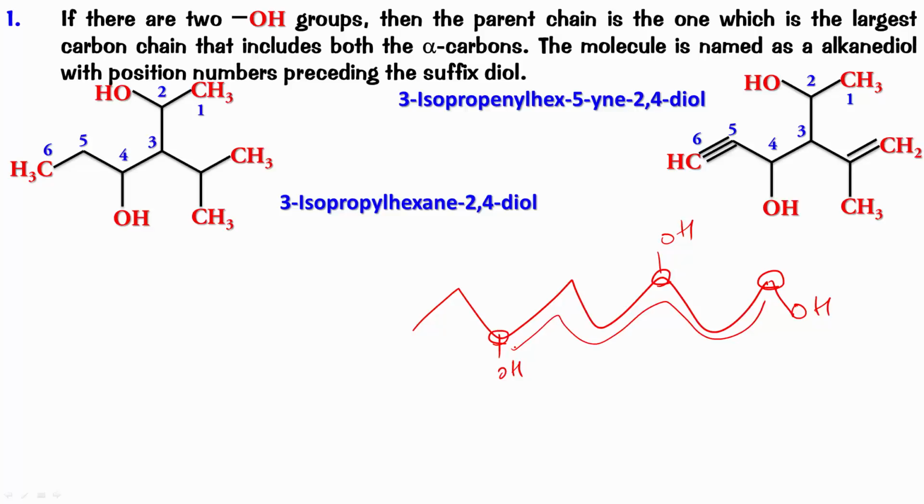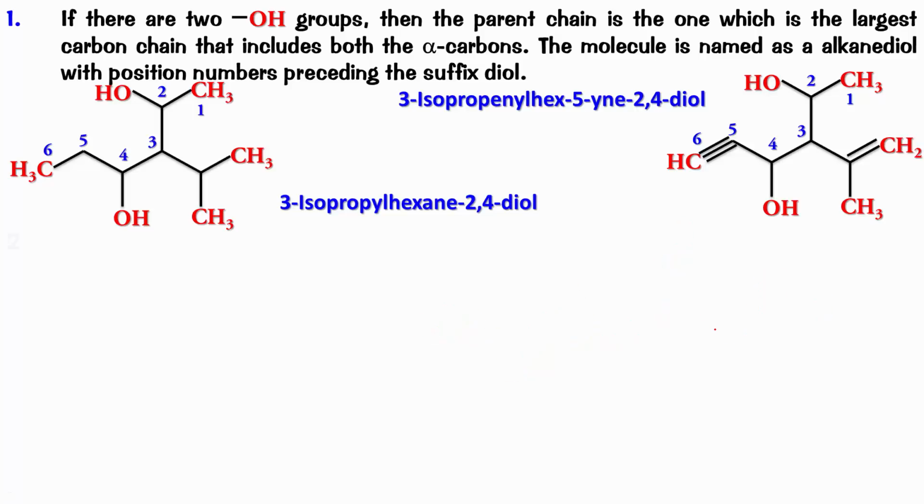Now take the maximum number of carbon atoms or maximum number of double and triple bonds. So it is the entire length of this chain which can be taken as a parent chain. Then this will be named just like a diol, like a triol. So it will be PQR triol, alkane PQR triol.